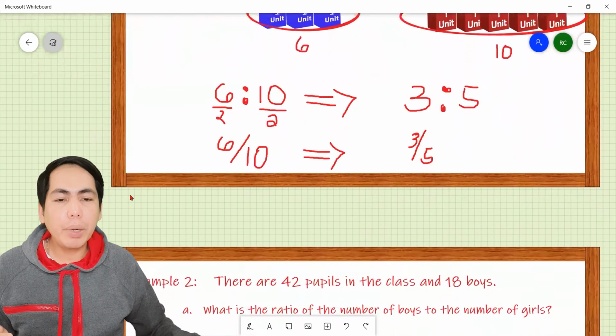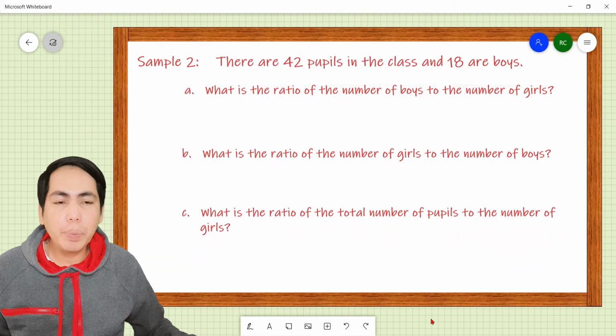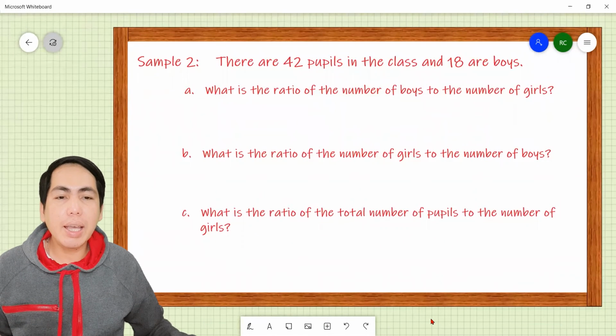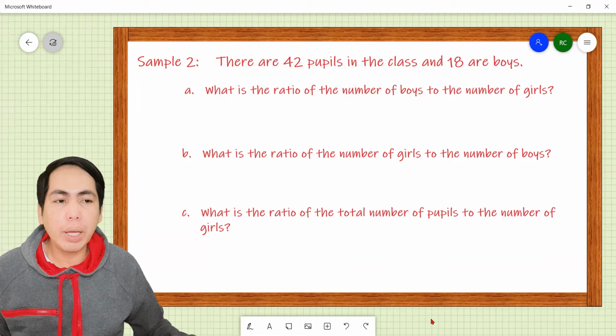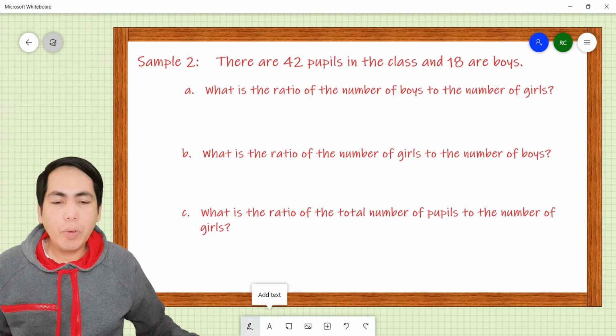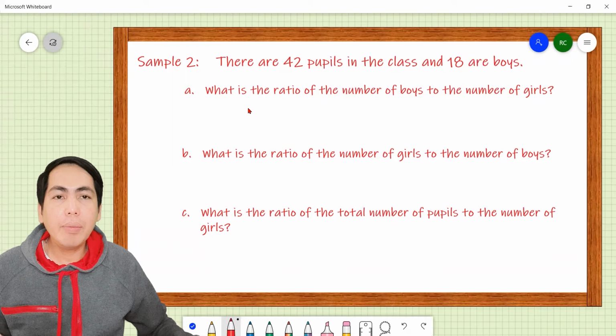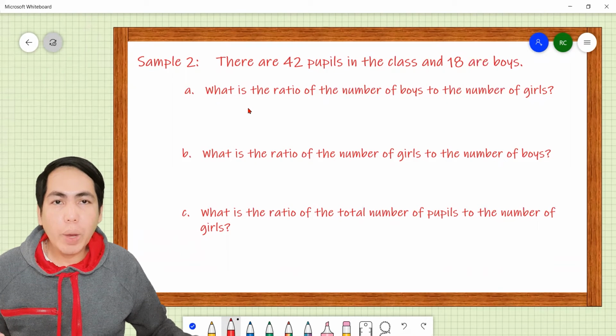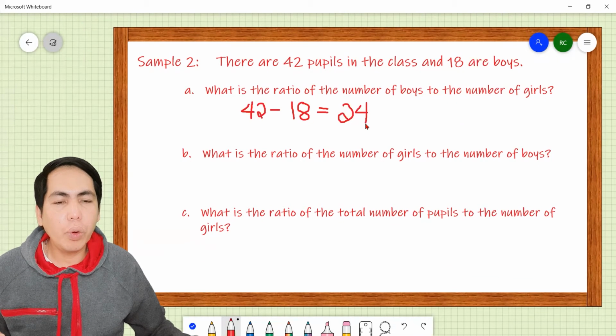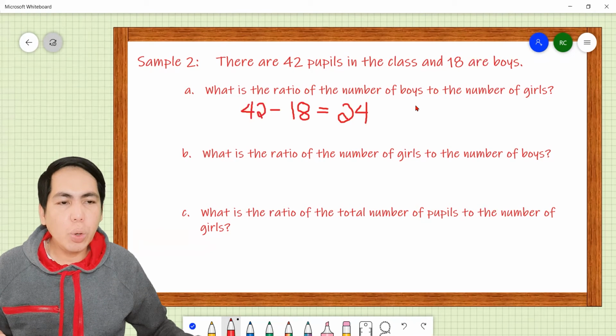Now, let us have sample problem number 2. There are 42 pupils in the class and 18 are boys. First question, what is the ratio of the number of boys to the number of girls? First is for us to identify the number of girls. So for us to identify the number of girls, we have to subtract 18, because there are 18 boys, from 42, which is the total number of pupils, to give us 24. So meaning to say that the ratio is 18 is to 24.